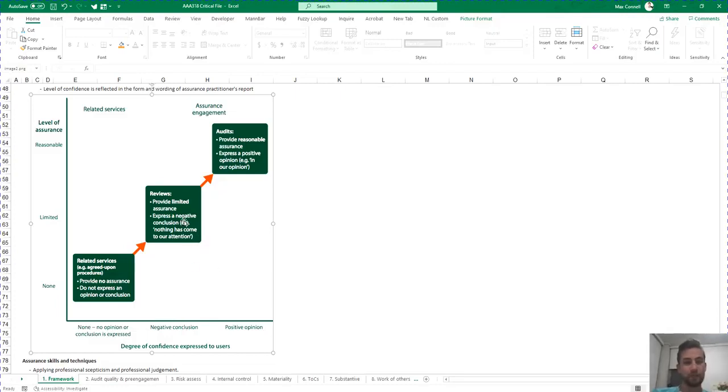And that opinion by the auditor or by the accounting firm is going to be a negative conclusion. What that basically means is it's not saying, in our opinion, we think this. It's saying nothing has come to our attention. So if they did find something in that limited review, they would flag it. What they're saying is, in our limited review, we haven't identified anything.